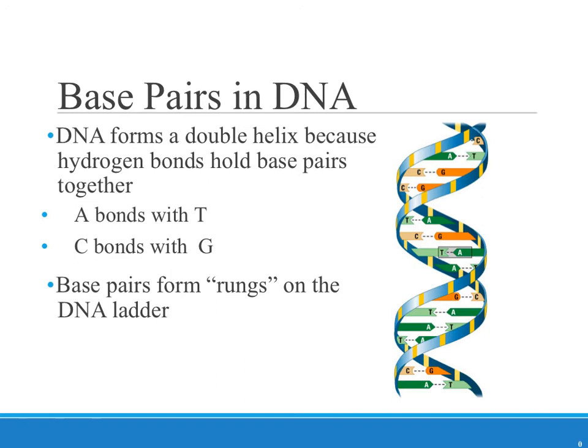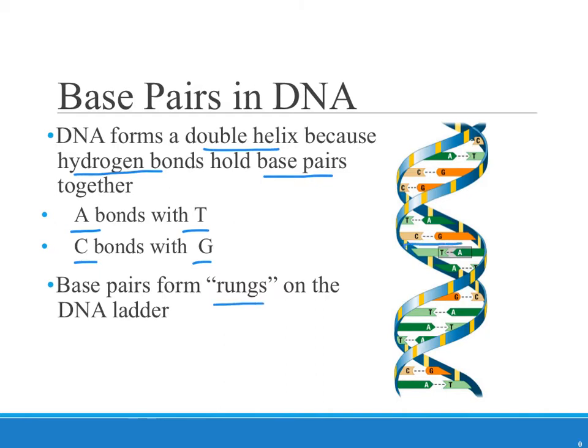So DNA, I'm sure you remember from biology, forms a double helix, sort of a twisted ladder shape. And it does that double helix because we have hydrogen bonds holding base pairs together. So the bases will pair up, will connect in a certain order. A's will bond with T's and T's with A's, and C's with G's or G's with C's. So adenine with thymine, cytosine with guanine. These base pairs then form the rungs on the DNA ladder.